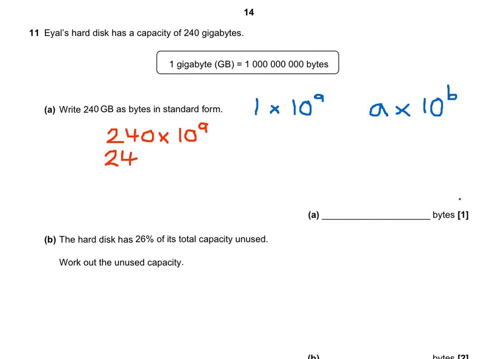24 times 10 to the power of 10, and it would be 2.4 times 10 to the power of 11. And now we've got it written in standard form because that number at the front is between 1 and 10. So the answer is 2.4 times 10 to the power of 11 bytes.